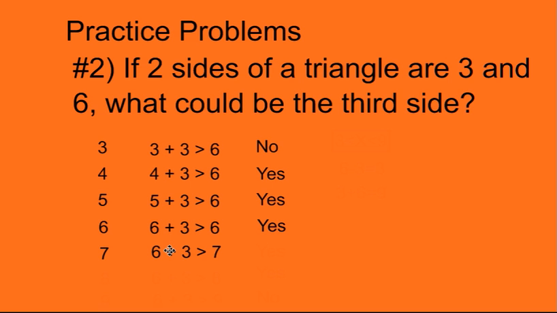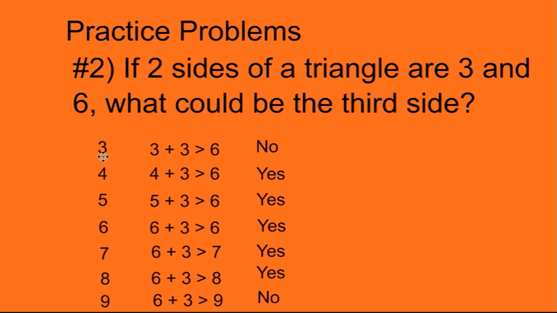6 plus 3 is bigger than 7, because now these are my two smaller sides. So we're going to say 3 plus 6 instead of 7 plus 3. So 3 plus 6, is that bigger than 7? Yes, 9 is bigger than 7, so 7 could be a side. What about 8? 6 plus 3 is also bigger than 8, so 8 can work. And lastly, what about 9? 6 plus 3 equals 9, so we have to stop here because remember we have to be bigger than 9.